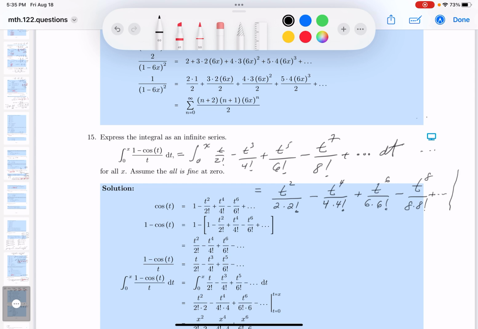But we need to evaluate this at 0 and at x. Well, let's write it down. It's going to be x squared over 2 times 2 factorial, minus x to the fourth over 4 times 4 factorial, plus x to the sixth over 6 times 6 factorial, minus x to the eighth over 8 times 8 factorial, and then plus yada, yada, yada. We'll write it as a summation later. Now, what's nice about the lower limit, every single term is going to evaluate to 0. I think I'm good with that.